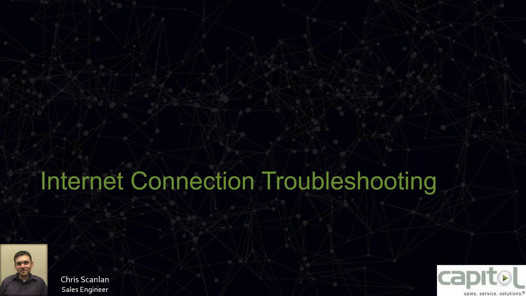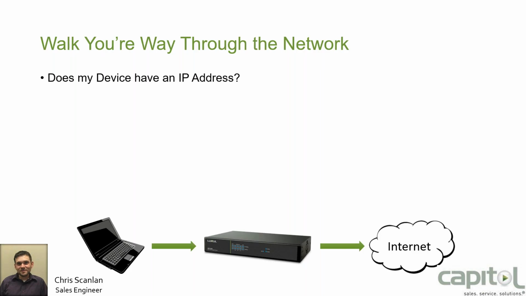Internet connection troubleshooting. Okay. Does my device have an IP address? When we talked about how the internet works, okay, it goes from the internet to the router, to the switch, to the access point device, if there is an access point. There's a lot of things in the chain. So the first thing to look at is, is my device, my phone, my computer, whatever it is, getting an IP address?